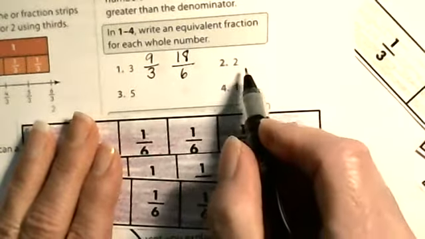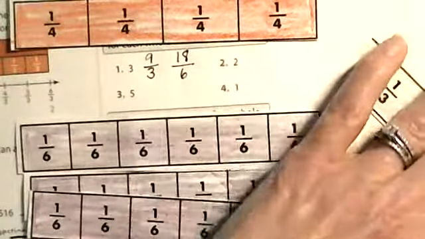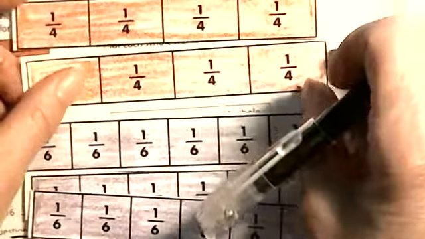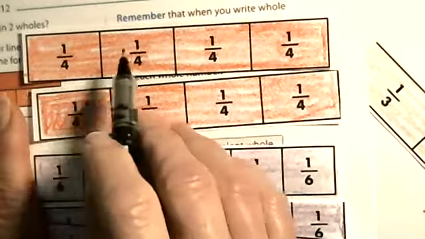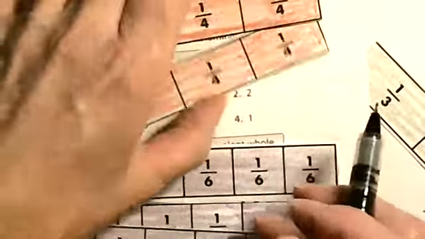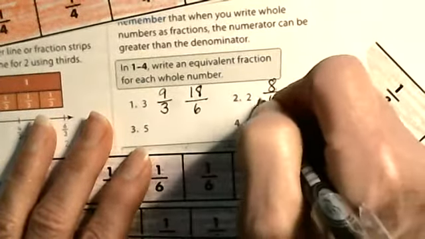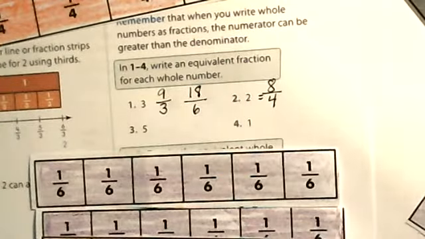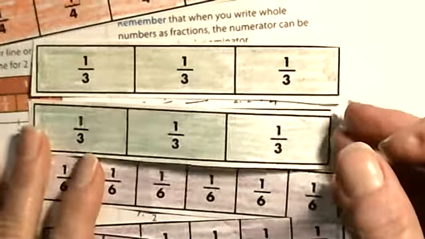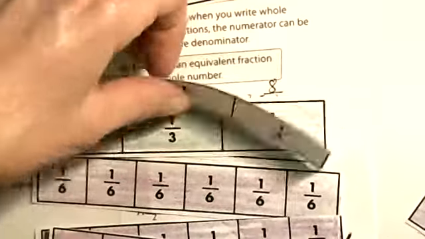Okay? 2 wholes. Well, let's do fourths for 2 wholes. 2 wholes is the same as how many fourths? 1, 2, 3, 4, 5, 6, 7, 8. 8 fourths is the same as 2 wholes. How many thirds would make 2 wholes? 1, 2, 3, 4, 5, 6. 6 thirds would make 2 wholes.